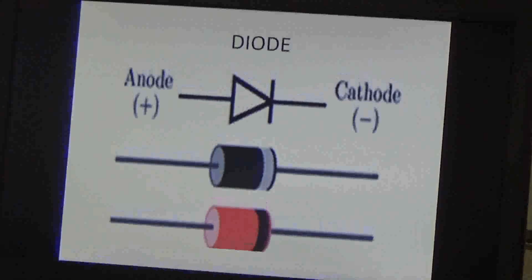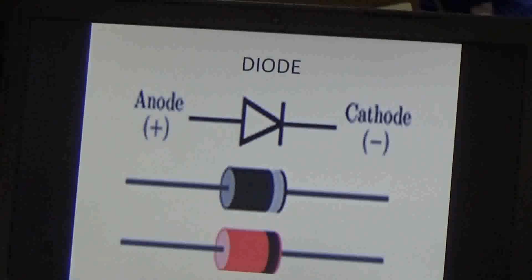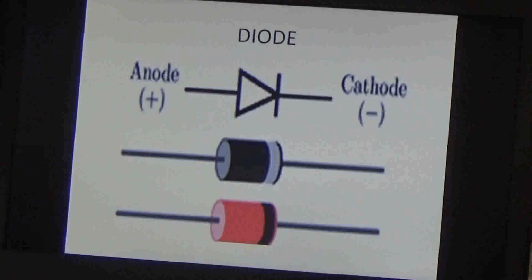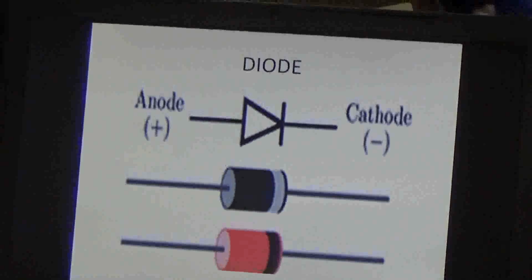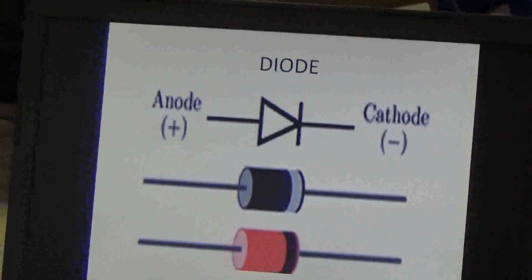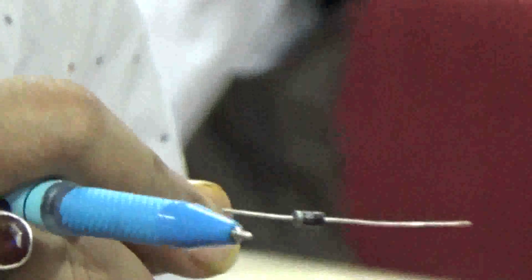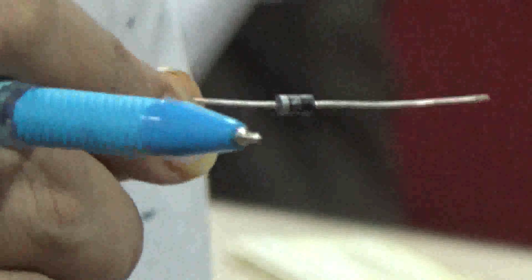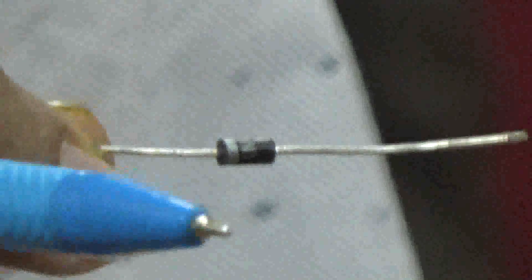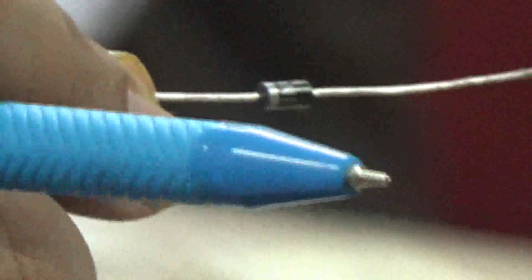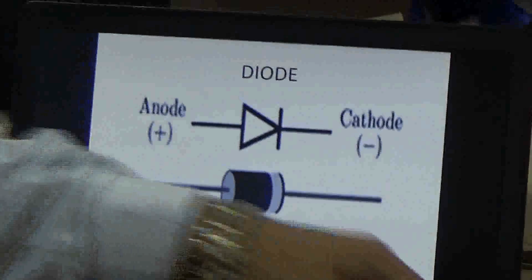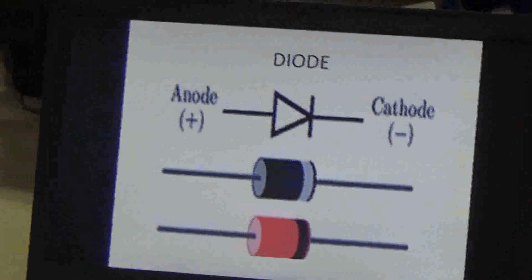Now the next device is the diode. Diode is a very basic semiconductor device. It is the combination of p-type semiconductor and n-type semiconductor. This is the diode. In this diode, this is the white strip. The white strip indicates the cathode, meaning we have to apply negative potential, and the other terminal indicates the anode, meaning we have to apply positive potential. In this way we can calculate the polarity of the diode.